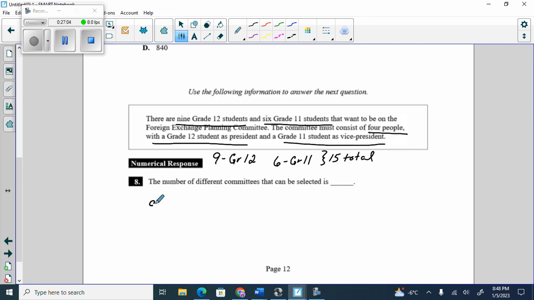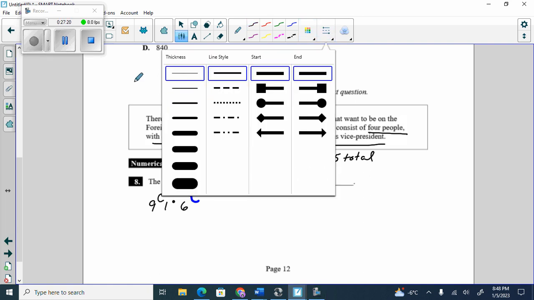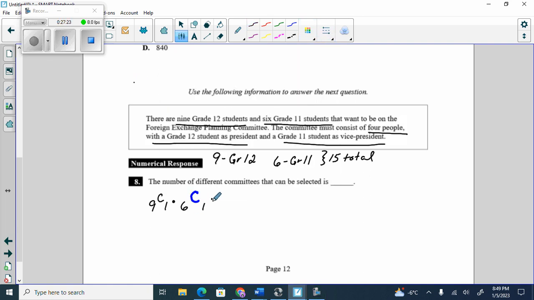So we're going to do 9 C 1 times a grade 11 vice president, 6 C 1. Then the last 2, because we need 4 people, don't matter. Of the 15, I've used up 2. So it's going to be 13 C 2, which equals 4,212.